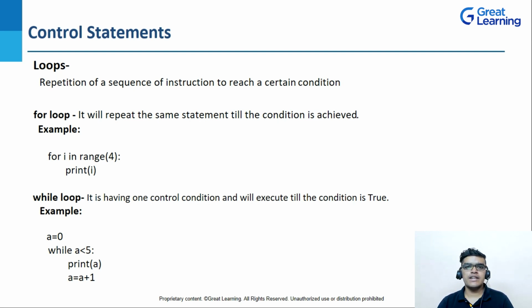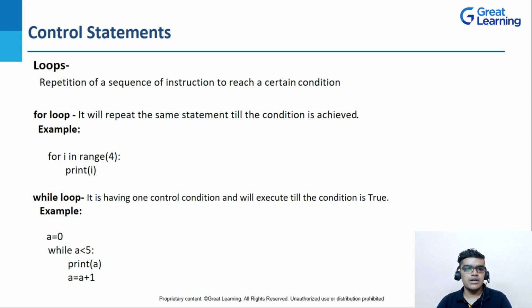So now, after understanding conditional statement, let's understand what are loops. So loop is nothing but it's basically a repetition of a sequence of instruction to reach a certain condition. So we are having mainly two types of loop. The first one is for loop and the other one is while loop. Now coming to the for loop, it will repeat the same statement till the condition is achieved.